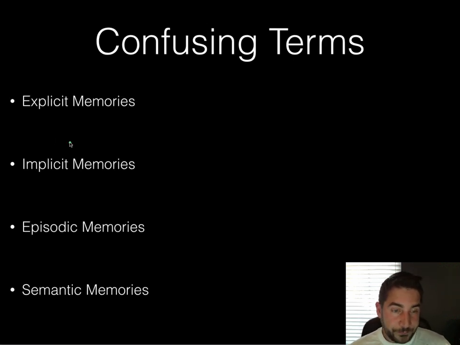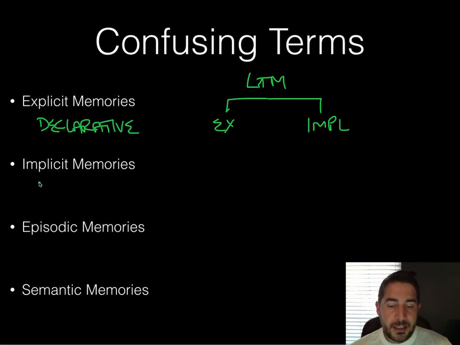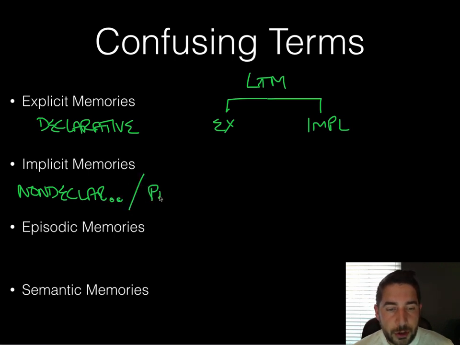Finally, the last ones: we've got explicit memories and implicit memories. These have to do with your long-term memories. This was that chart that we talked about. Explicit is over here. Implicit is over here. Explicit memories are also called declarative. You need to know both those terms. And implicit memories are also called non-declarative, or procedural. So you really need to know all of these different ways. Implicit could be referred to as any one of those. Explicit could also be referred to as declarative.